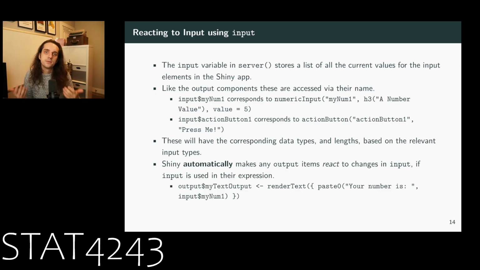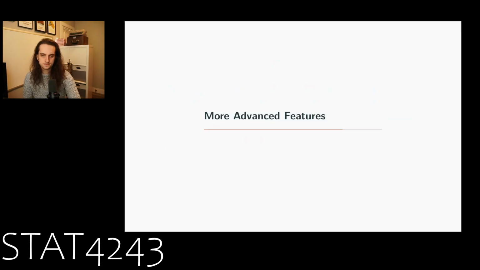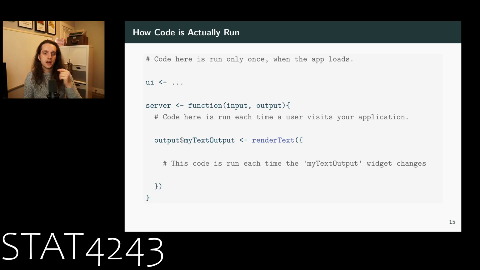Now, despite the fact that this already gives you a really good starting place, there are some more advanced features that we can look at, right? So, it's worth thinking about how code is actually run. So if we have our Shiny application here, right? So we're specifying our UI object to be whatever it is. We specify our server function. And so then, we can think about where code goes.